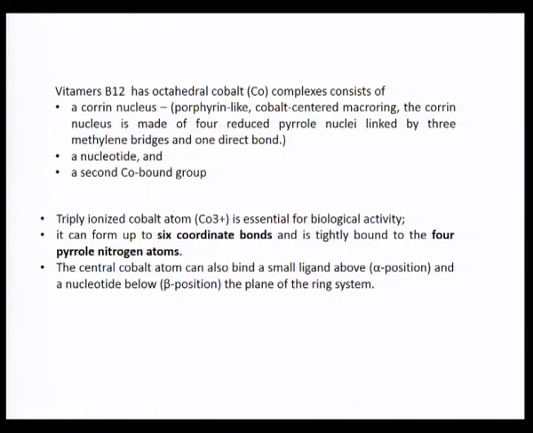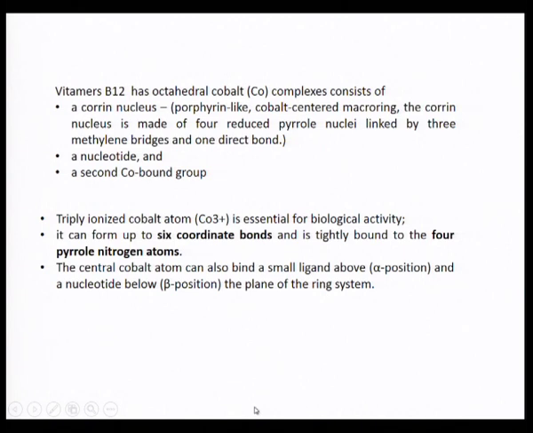Now, if you look at the important features of the structure, you would notice that you have basically three components: the corrin nucleus, the nucleotide, and the second, the cobalt bound group. Here the ring stabilizes the porphyrin ring, which contains the cobalt in the center. The corrin nucleus is made up of 4 reduced pyrrole nuclei, linked by methylene bridges so that you can have a direct bond, and the cobalt is ionized and appears with 3 valency, which is very essential for biological activity.